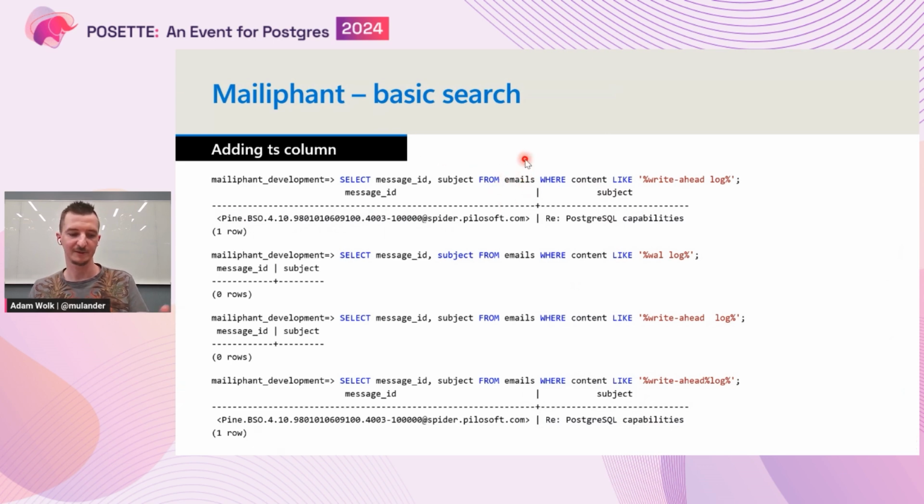And then you could start with a naive implementation where you can do things like queries with a wildcard search and enter what the user said, like write a headlog. And you would happen to find this email, which is PostgreSQL capabilities. But another user may say wall log, and this email is no longer being found. Another user may have entered 2 spaces, and again, the email would not be found.